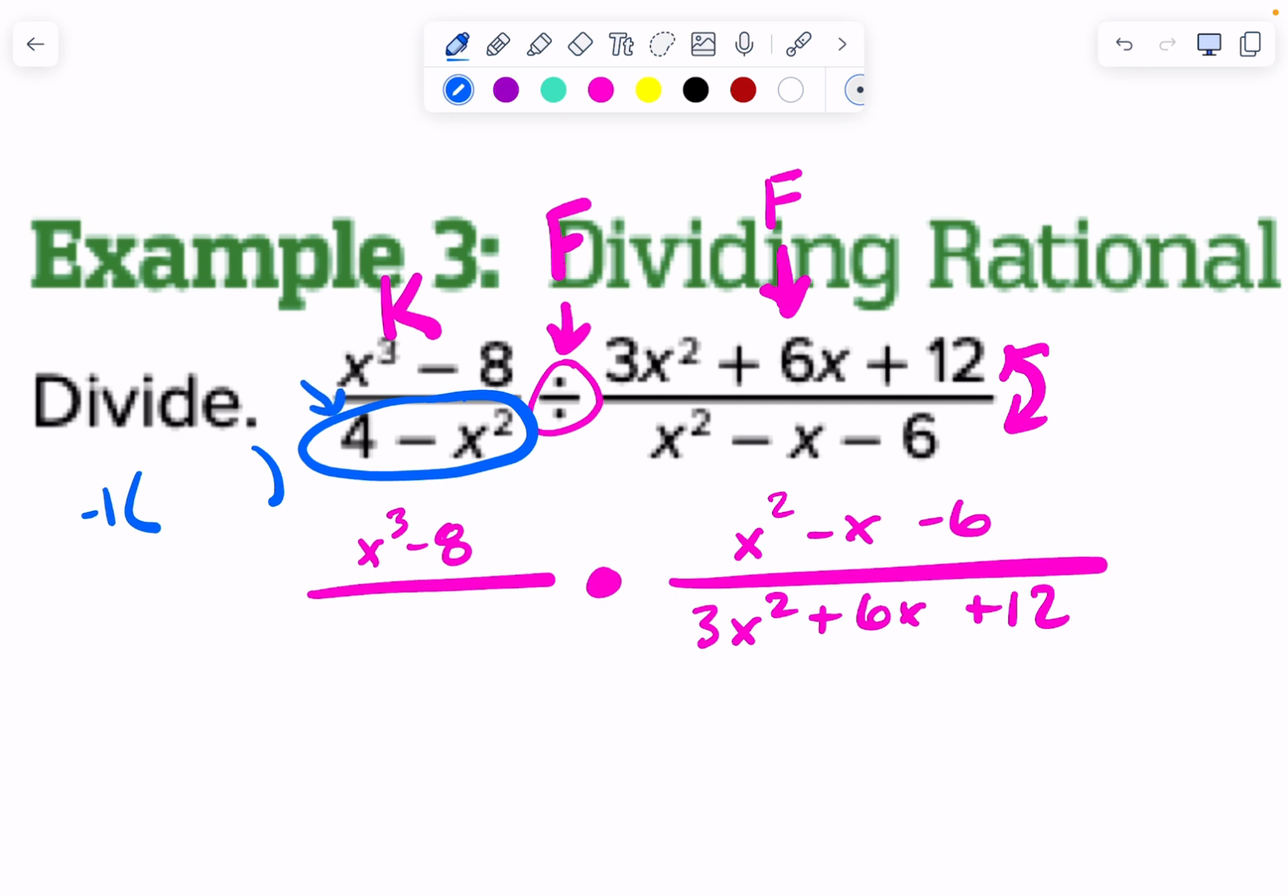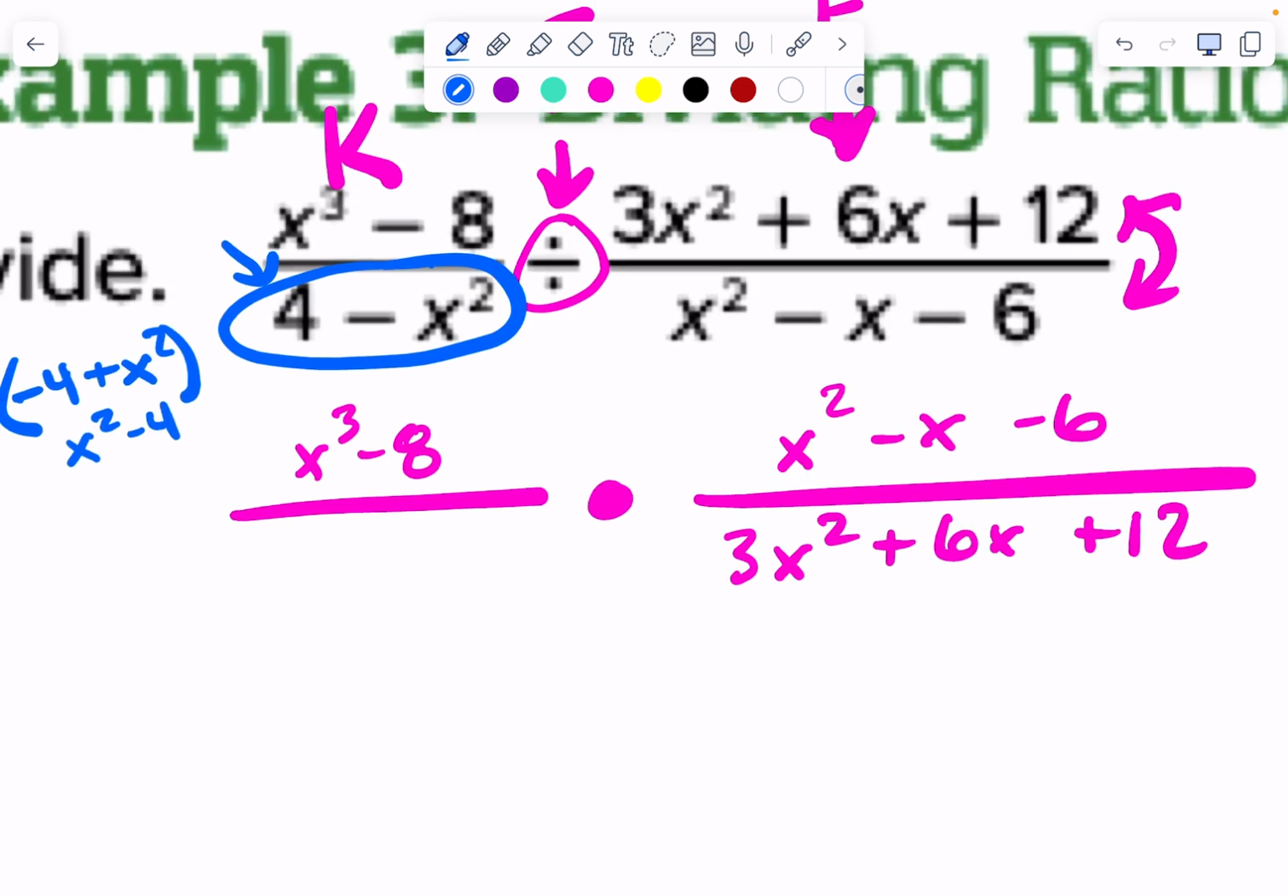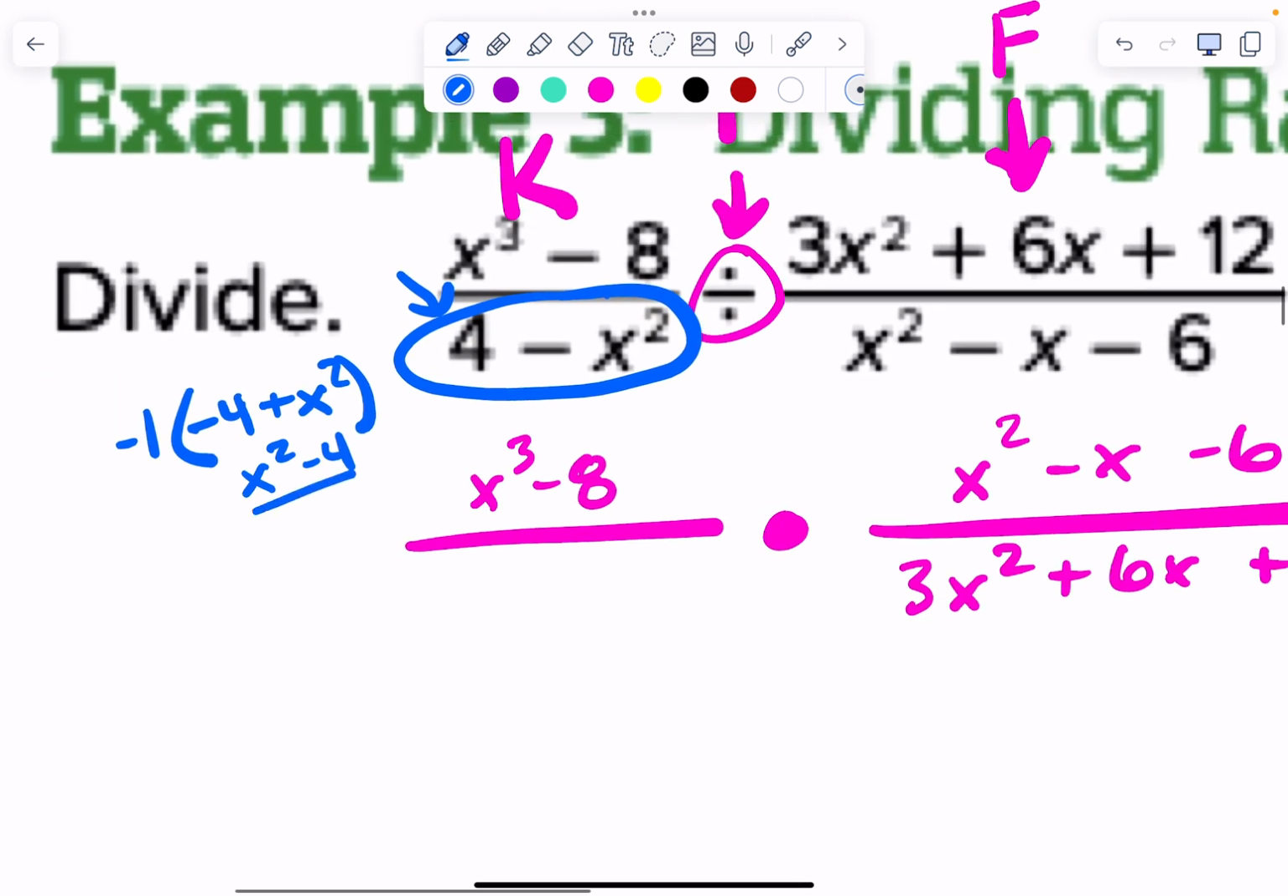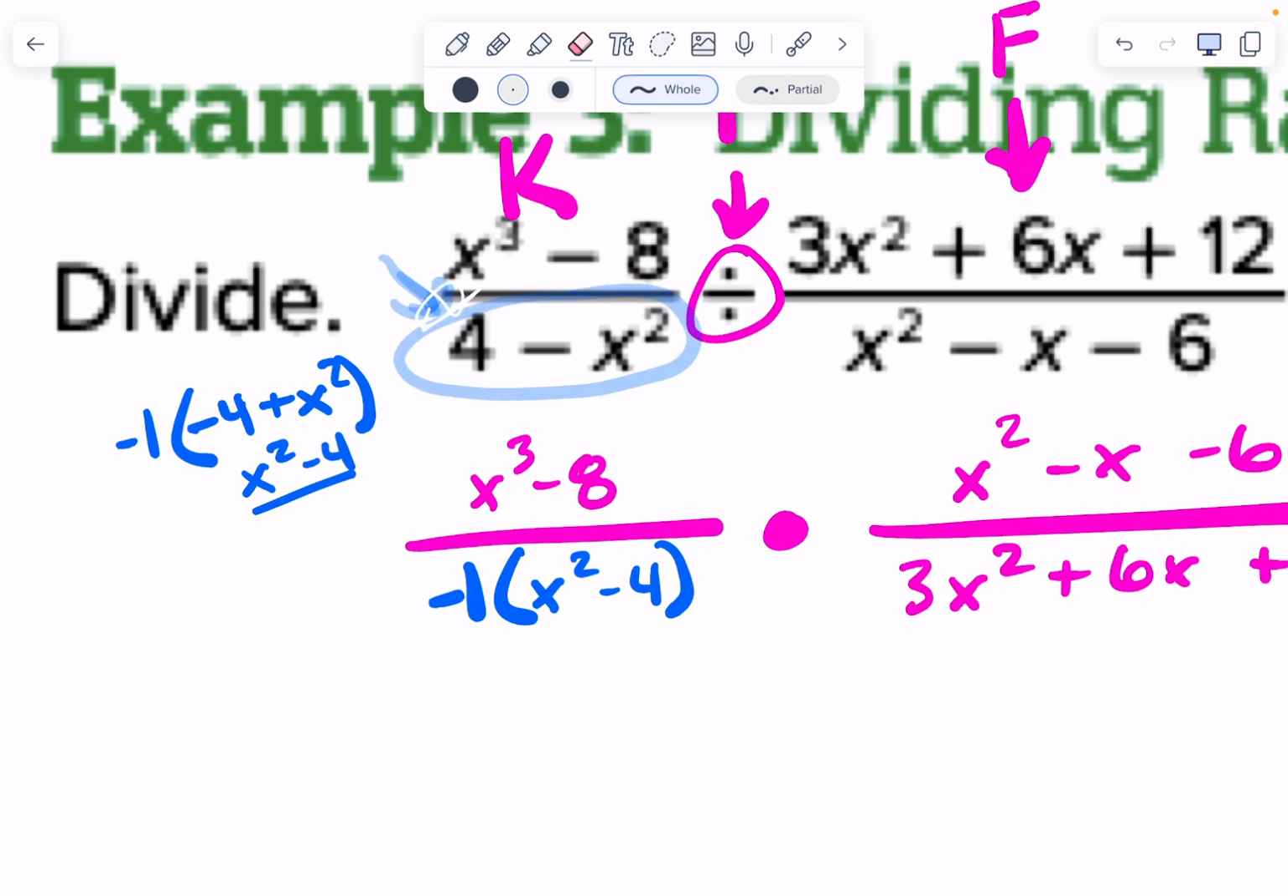Negative 4 plus x squared, or x squared minus 4. Right? You see that flipped around? And I like x squared minus 4 because it is a difference of squares. All right, so I'm going to write this as negative 1 times x squared minus 4. Can I get away with doing that? Okay?